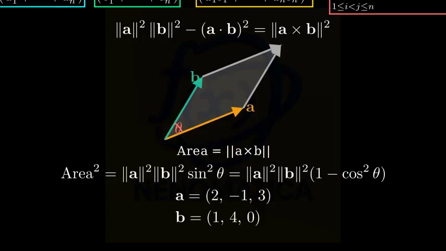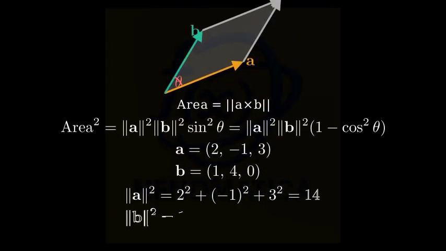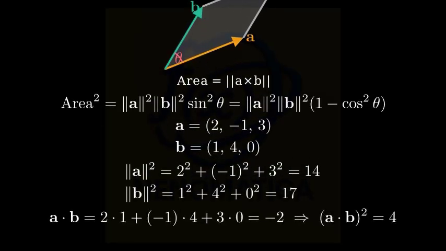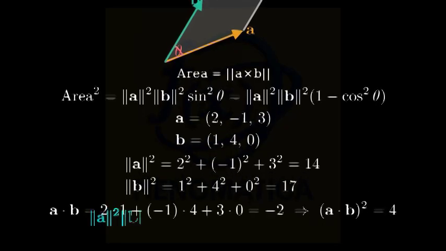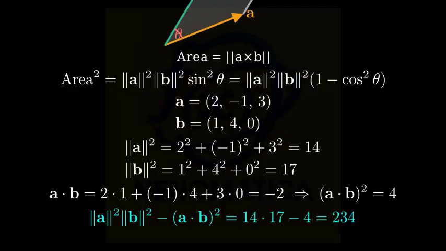First, the left side, norm of a squared times norm of b squared, minus the dot product squared. Norm of a squared is 2 squared plus -1 squared plus 3 squared equals 14. Norm of b squared is 1 squared plus 4 squared plus 0 squared equals 17. The dot product is 2 times 1 plus -1 times 4 plus 3 times 0 equals -2, and the square is 4. So the left side equals 14 times 17 minus 4 equals 234.